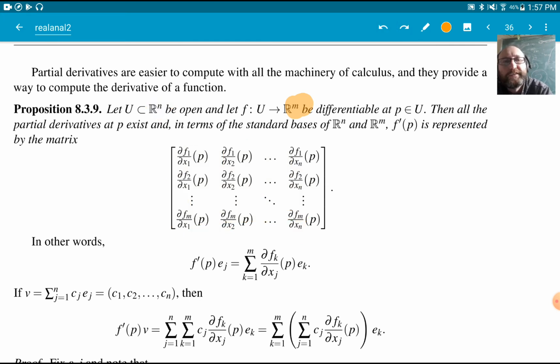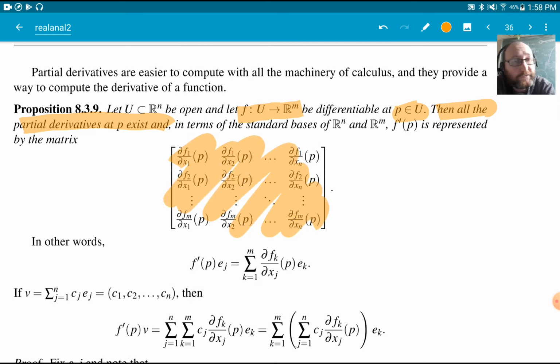Now, the thing to notice is that this is a matrix that has the right dimensions to be a derivative, right? And so the proposition is that suppose that I have a function that is differentiable at some point, then the partial derivatives actually exist at that point. All these partial derivatives, all the ones for this matrix, in terms of the standard basis. Just like we just did, right? And the derivative is represented by this matrix, right? It is this matrix.